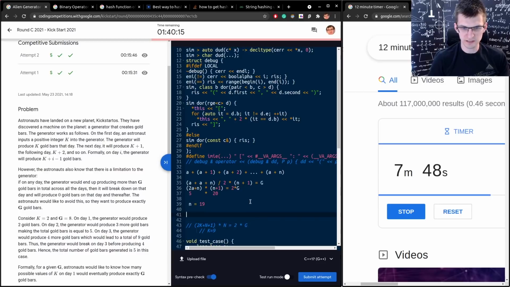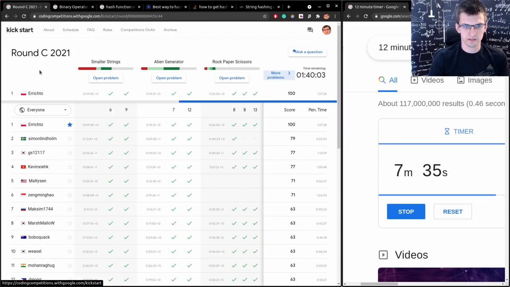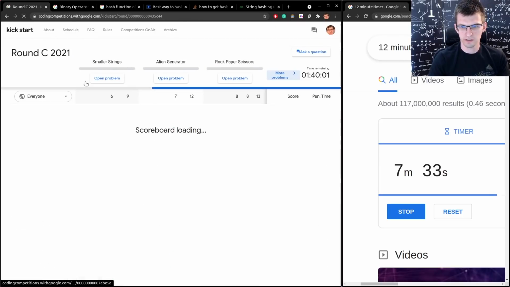The complexity is the complexity of finding divisors of twice g, and that's square root of g, because it's enough to iterate up to square root of a number to find all the divisors. Basic factorization. Still winning.